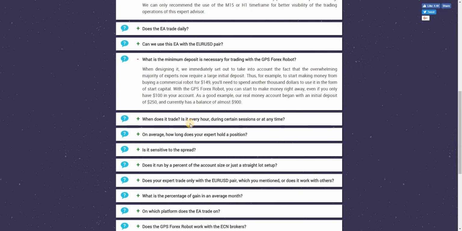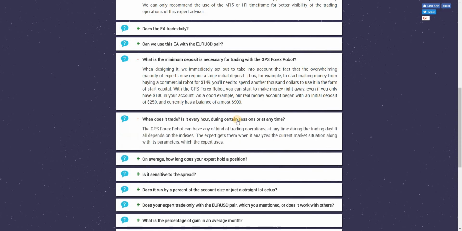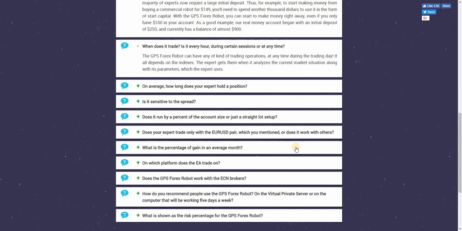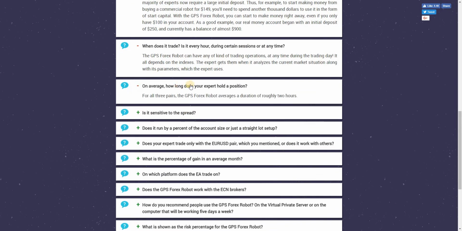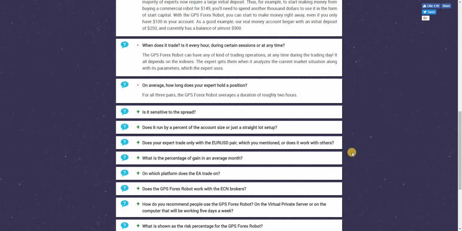All right, when does it trade? Is it every hour? During certain sessions. GPS Forex robot can have any kind of trading operations at any time during the trading day. It all depends on the indexes the expert gets when it analyzes the current market situation along with its parameters. How long does your expert advisor hold positions? For all three pairs, the GPS Forex robot averages a duration of roughly 2 hours.